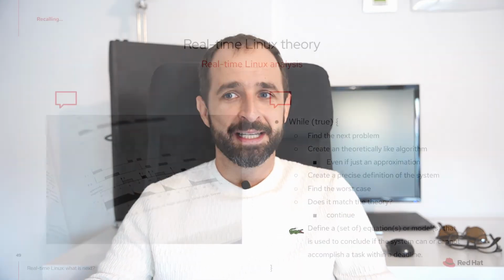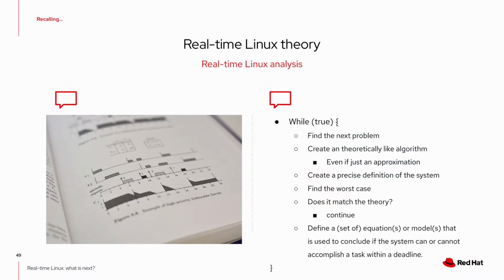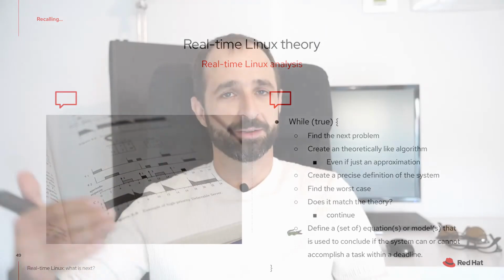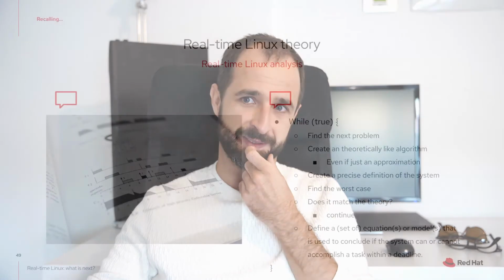based on some existing theory, and try to create a precise definition of how Linux implements this theory, finding the worst case, and trying to see if it matches or doesn't match the theory on which Linux is based. If it completely matches, it's nice, it's perfect, it worked, and we should jump to the next problem. But often it will not be the case, because of the problems that we have in practice.